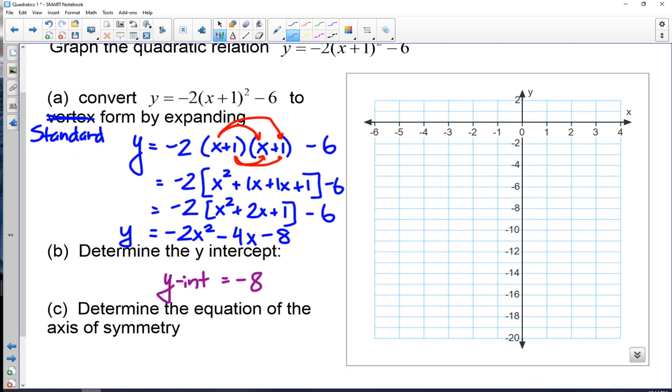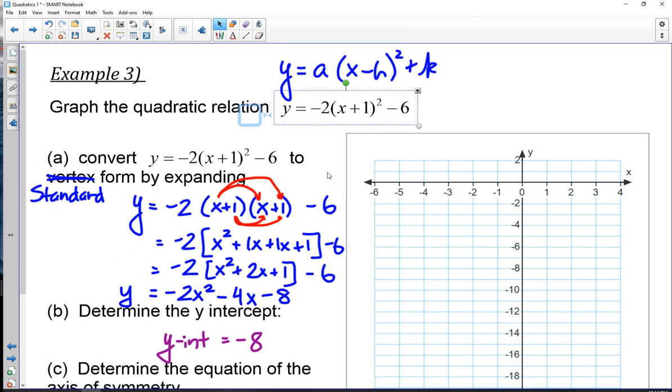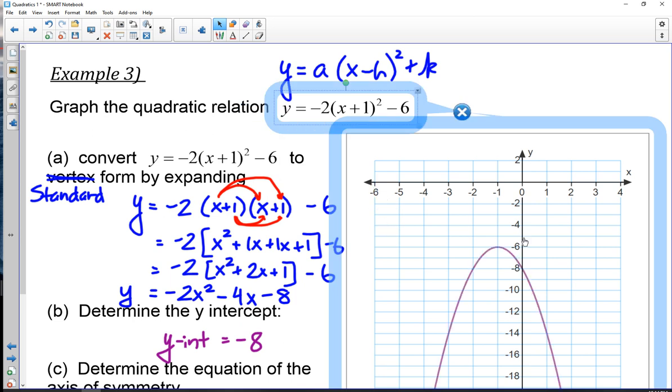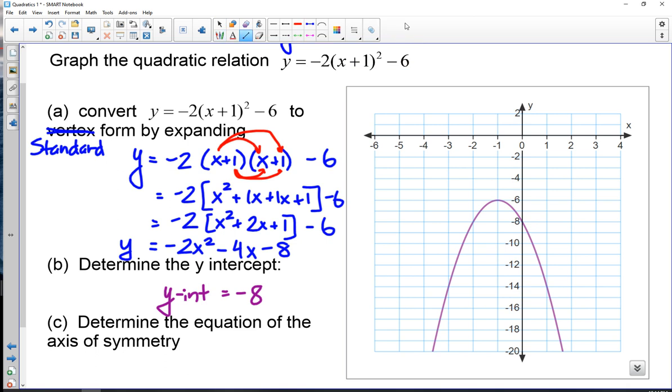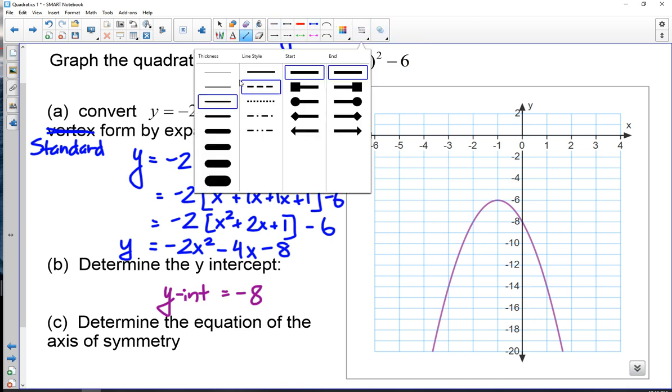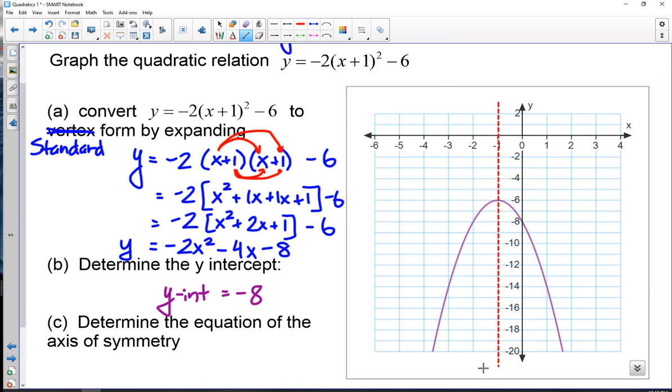Now we're going to determine the equation of the axis of symmetry, but this time we're going to do it from the graph. But if we have this quadratic in vertex form, we can see that the vertex will also give us the axis of symmetry. So let's graph this. And this is what we have. And I'll draw that axis of symmetry right on the graph. And that's going to go right through the vertex. And so that axis of symmetry is going to be x is equal to -1.